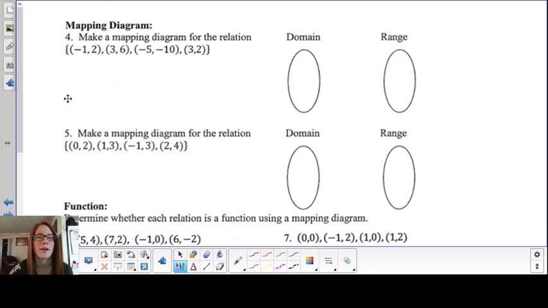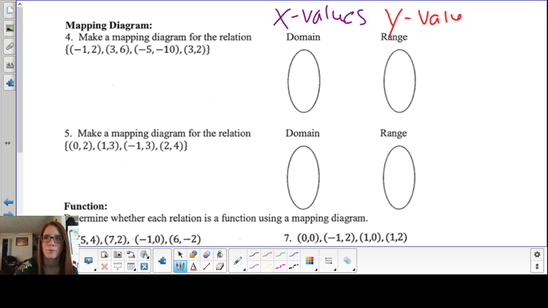Okay, next we're going to go ahead and make a mapping diagram for the relation. So again, anything that is domain, which is my x values, will go in the first circle. And anything that is a range will go in the second one, which is my y values.